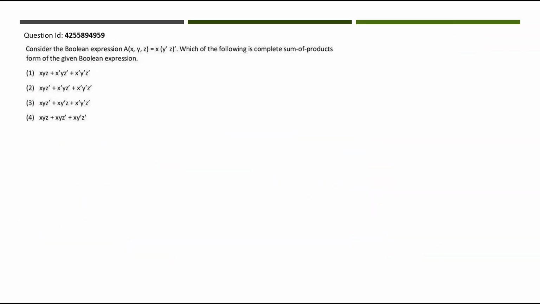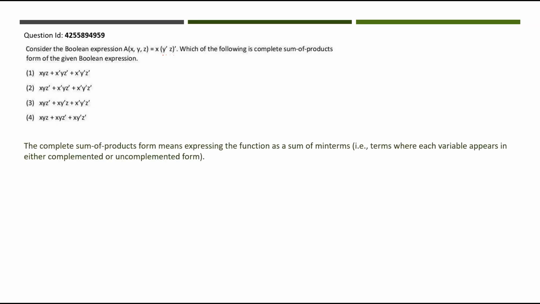Next question. Consider the Boolean expression A of x comma y comma z is equal to x into y dash z, and only this particular y dash and z are put under dash once again. Which of the following is the complete sum of products form of the given Boolean expression? What is complete sum of products? The complete sum of products form means expressing the function as a sum of min terms. What are min terms? The terms where each variable appears in either complemented or uncomplemented form.